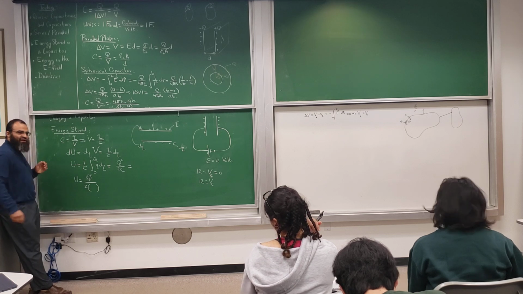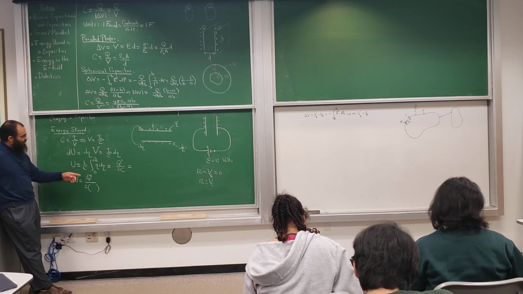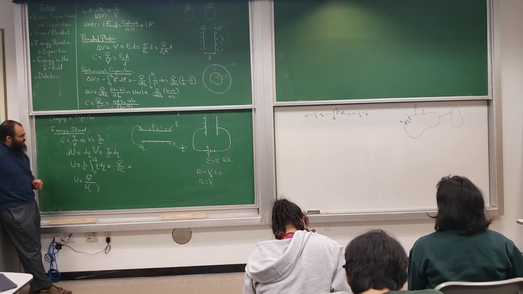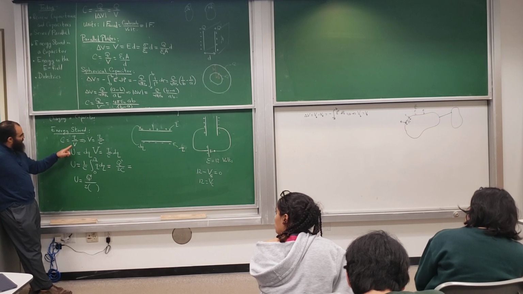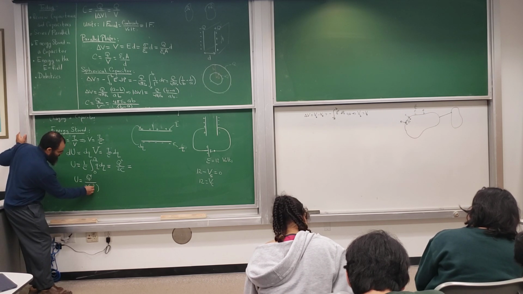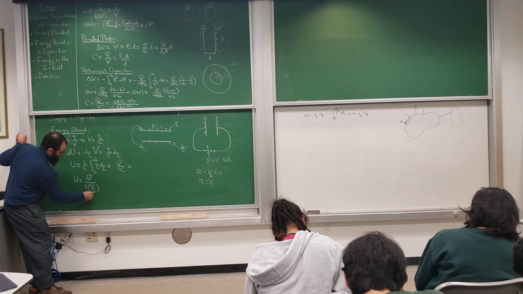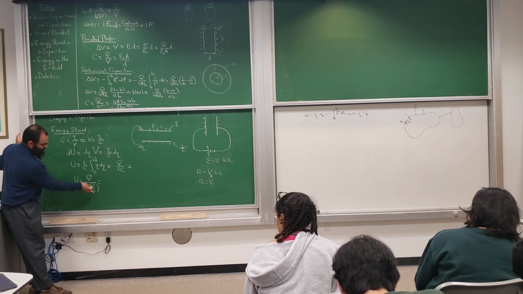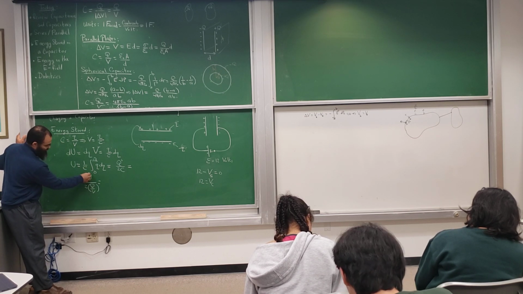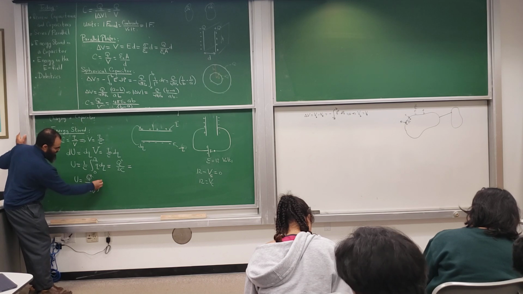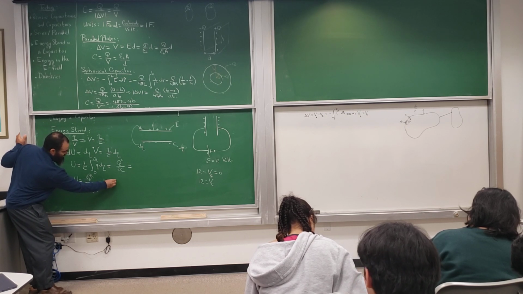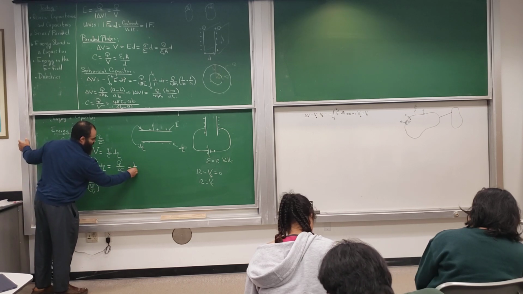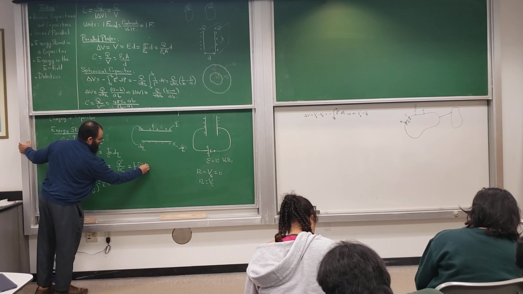Let's eliminate C and write things in terms of V. What can I write instead of C? Q over V. V flips, one of the Q's cancels, right? And so we get 1/2 of what? QV. So that's another way to write it.